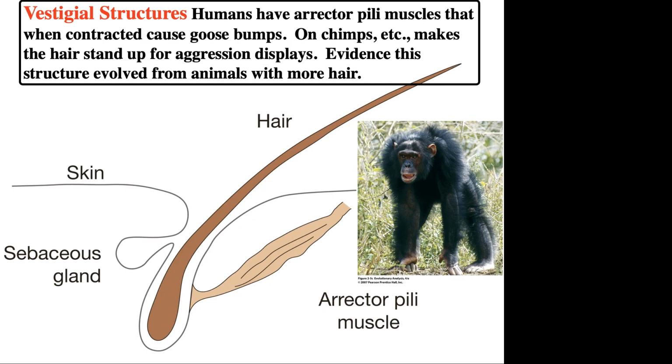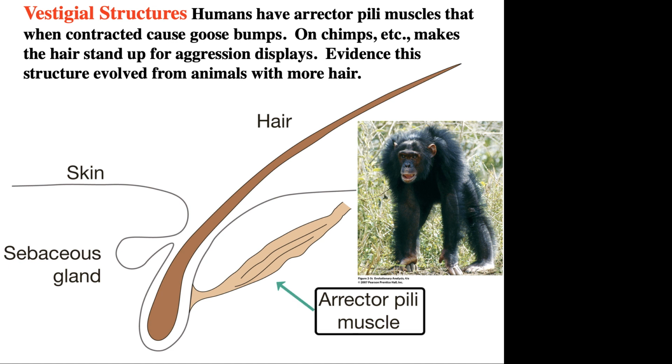In apes, including chimpanzees and actually humans, they have an erector muscle that makes the hair stand up, and people still have this when they get goosebumps, right?